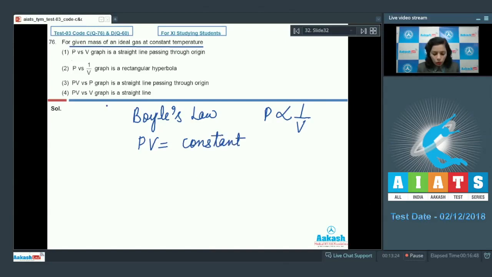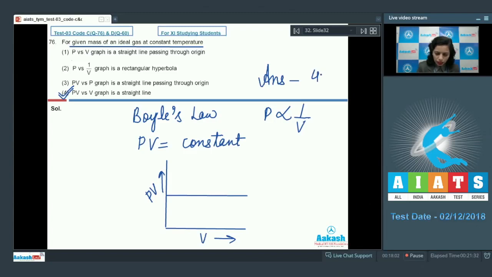And if you look at option number 4, it states that the PV versus V graph is a straight line. If you plot PV versus V, then you will find a straight line parallel to the x-axis. We are plotting PV versus volume, and in this case we are obtaining a straight line. That is why option 4 is the correct option, and I'm just marking the correct answer given in option 4. Now let's take the next question.